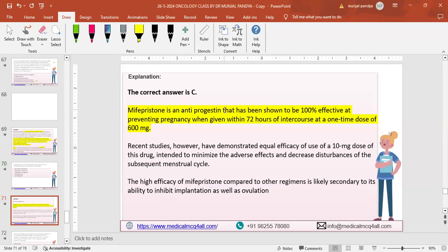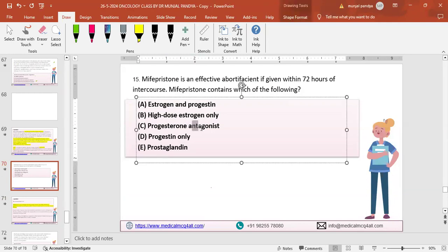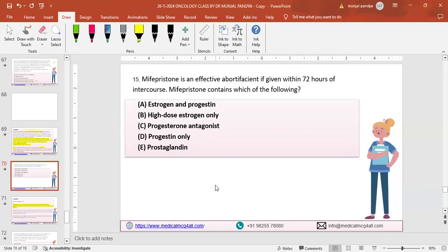Mifepristone is an antiprogestin that has been shown 100% effective at preventing pregnancy if it is given within 72 hours of intercourse at a one-time dose of 600 milligrams. So it is an antiprogestin, meaning an antagonist of progesterone. That's all. So I'm done from my side.